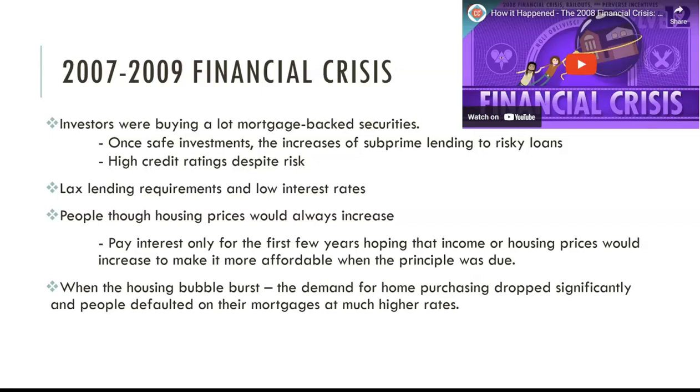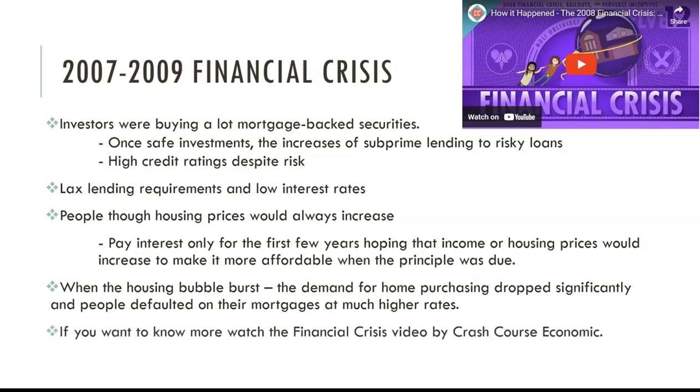But then the housing bubble burst because those high prices were not real high prices. They were driven by demand and speculation and expectations about the future. So demand for purchasing dropped significantly. Demand shifted to the left, causing home prices to drop. People started defaulting on their mortgages, meaning they weren't making their payments, and this happened at a much higher rate. There were a lot more foreclosures than had traditionally happened. This made these investments much more risky. People were losing money on things that they thought were a safe investment. If you want to know more about this, you can watch the video from Crash Course Economics about the financial crisis.